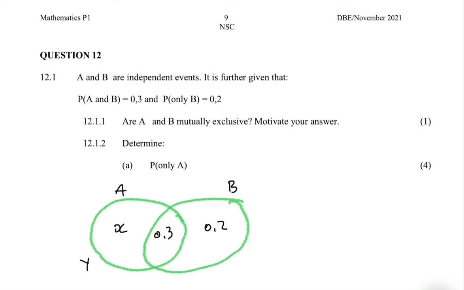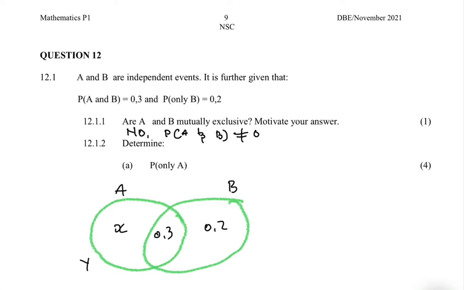time. But then in our instance, the probability of A and B is 0.3. So they can occur at the same time, right? So they're not mutually exclusive. So the answer here will be no. And why are we saying no? The probability of A and B is not equal to 0. It is actually equal to 0.3.